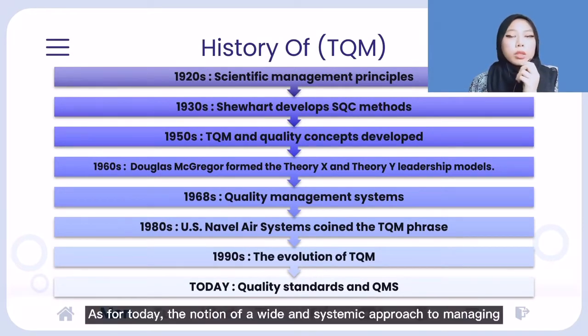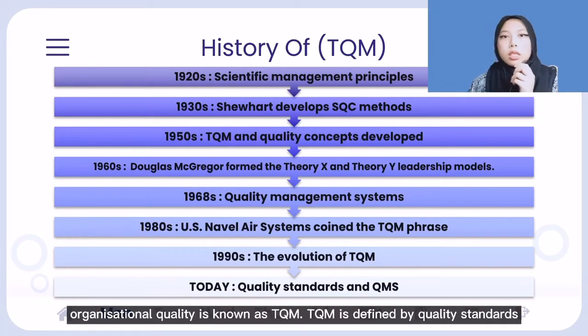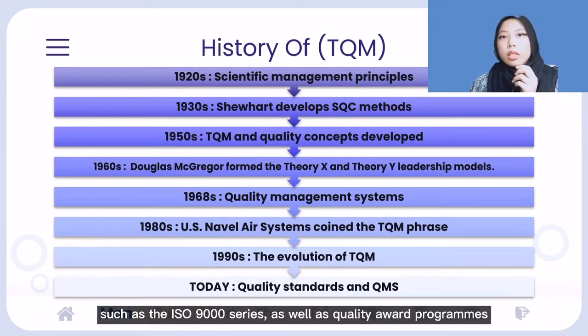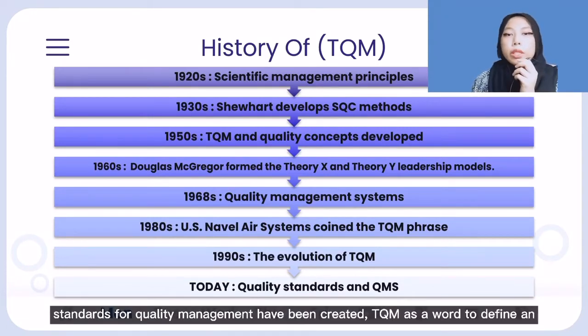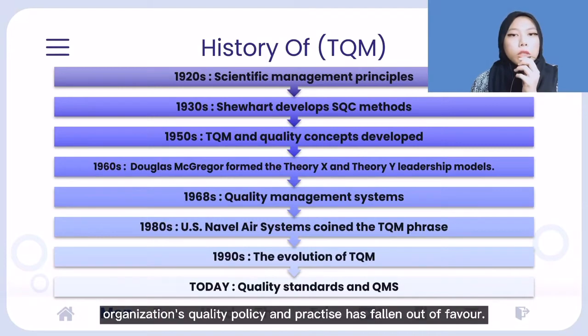As for today, the notion of a wide and systematic approach to managing organizational quality is known as TQM. TQM is defined by quality standards such as the ISO 9000 series as well as quality award programs such as the Deming Prize and the Malcolm Baldrige National Quality Award. As international standards for quality management have been created, TQM as a word to define an organization's quality policy and practice has fallen out of favor.